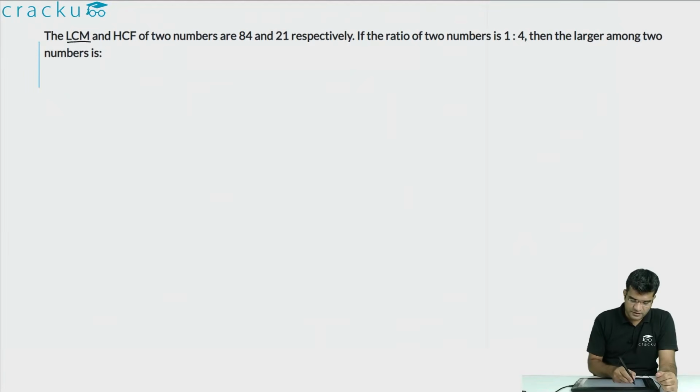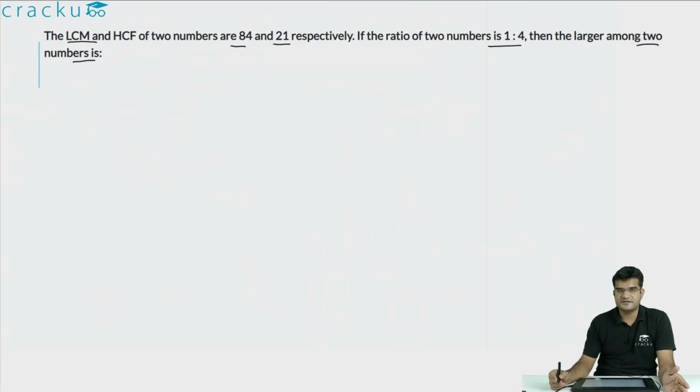In this question, we are told that LCM and HCF of two numbers are 84 and 21. We are also told that the ratio of the two numbers is 1:4, and we are required to calculate the larger of the two numbers. As the ratio of the two numbers is given to be equal to 1:4, let us assume that both the numbers are x and 4x.